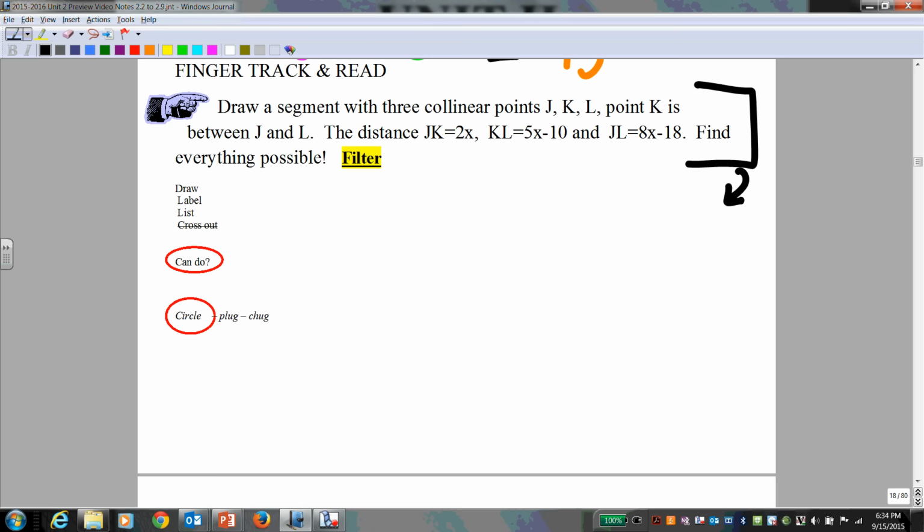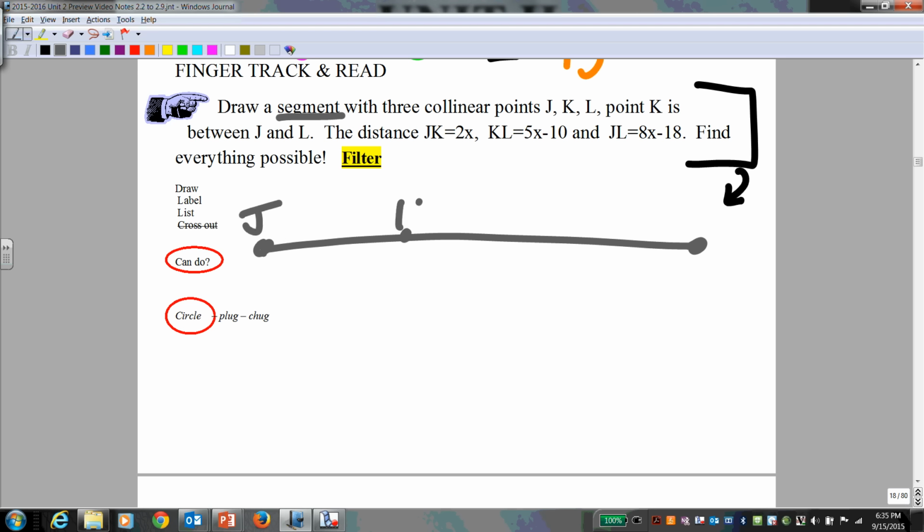Okay, let's see what you have here. First off, we have a segment. On this segment, we have 3 points, J, K, and L, where K is between. Notice I didn't put K right in the middle. Don't put it in the middle unless you are told it's in the middle.